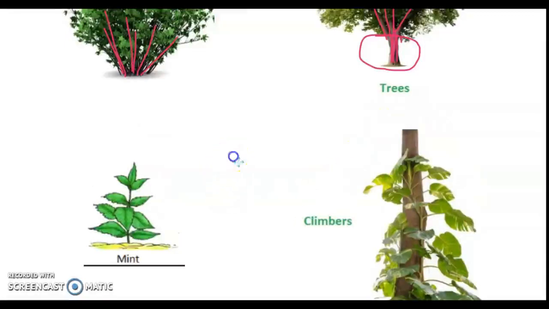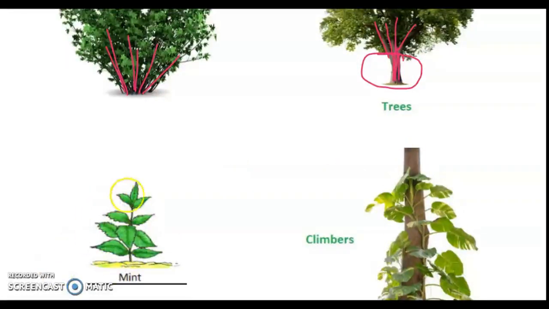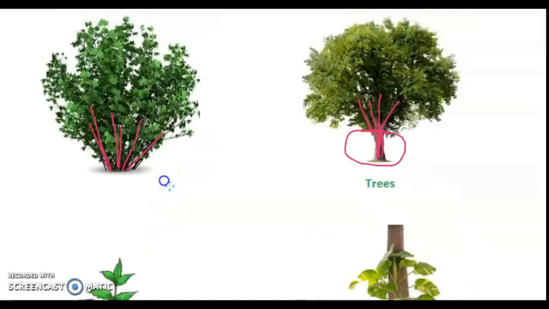So we can compare it and say that the climbers have a weak stem, while the mint has a strong stem, but it is thinner as compared to the shrub. And the shrub has a thick stem, but it is not as strong as that of the tree, and the tree has the biggest or largest trunk or stem. It is thicker compared to any of them.